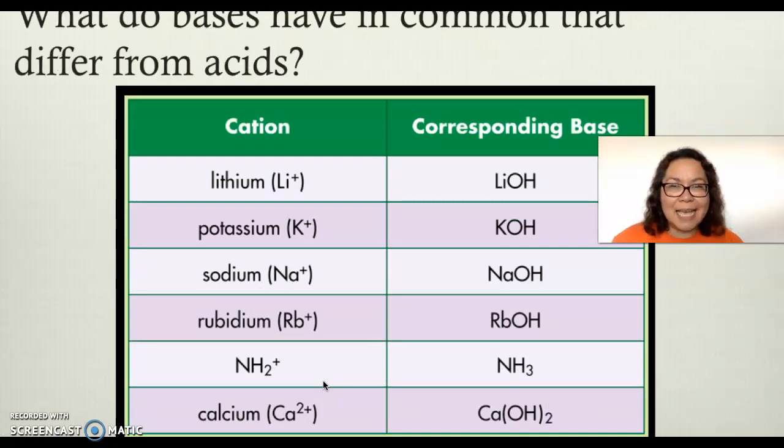And then the next question that you're going to have to answer is for the common bases. What do bases have in common that differ from acids? So take a look over here. We've got these particles. Notice that these are cations, and the corresponding bases. Notice what they look like afterwards. And remember, not all of them have a hydroxide, like this one here.